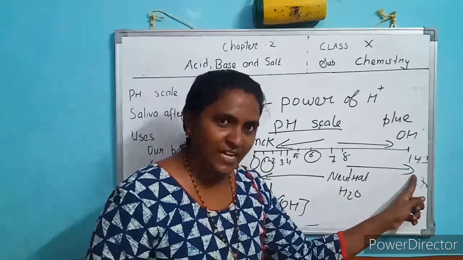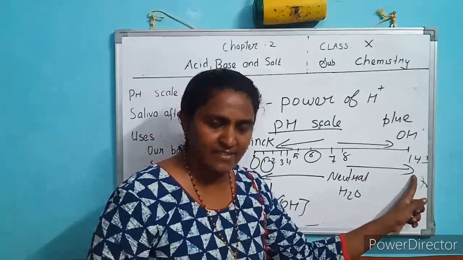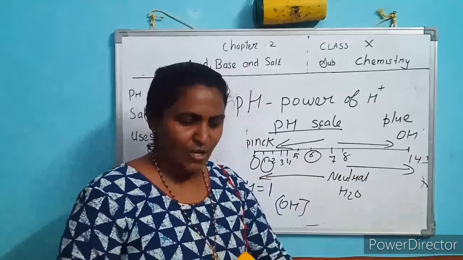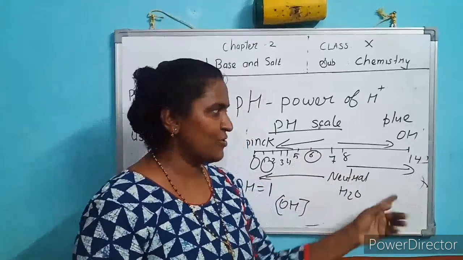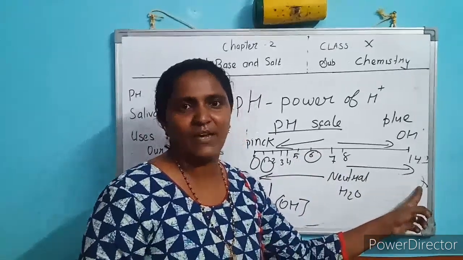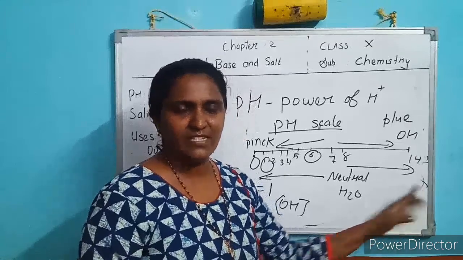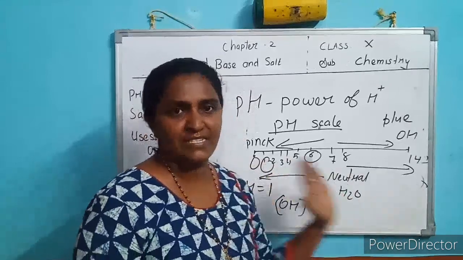Do you feel pH 14 has hydrogen ion? Yes, but hydrogen ion is less. OH ion is more. That's a strong alkaline or strong basic nature. This is the way you will find the pH scale.